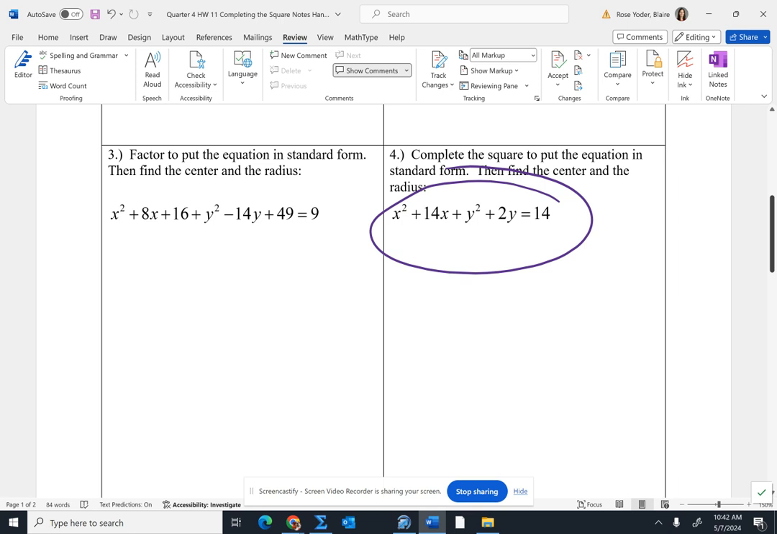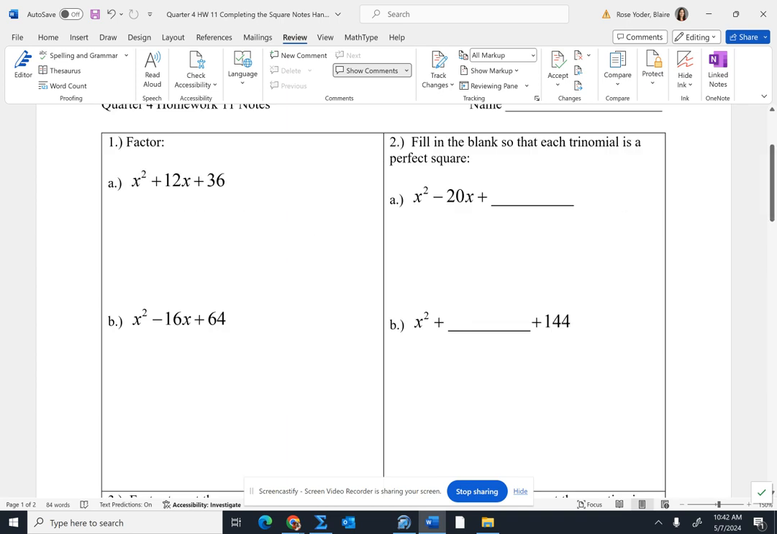I know this because it has an x squared and a y squared in it, but it doesn't look anything like the standard form that we've been working on in class. So we need to learn how to get it into the right format by doing something called completing the square. I'm going to show you some skills first to set the scene and make sure that you're ready.